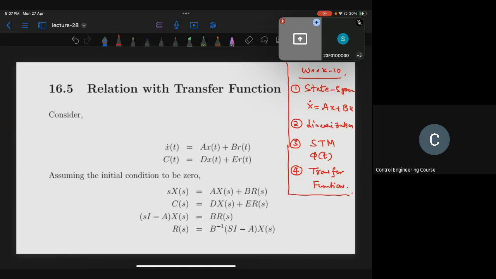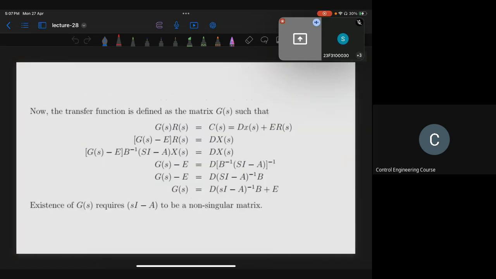Just continuing from the transfer function. These are the two equations we have in the state space system, where the first equation is the state equation and the second equation is the output equation. If you take the Laplace transform considering initial conditions 0, we get the transfer function as D multiplied (sI minus A) whole inverse B plus E, where this requires that sI minus A is a non-singular matrix.